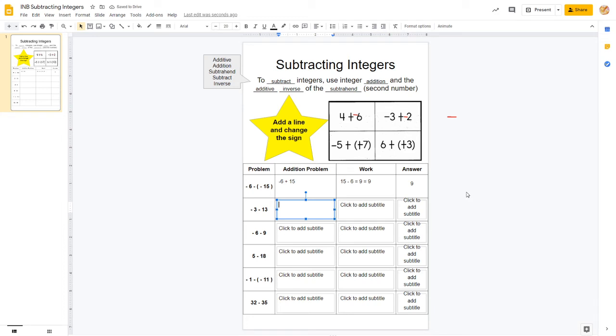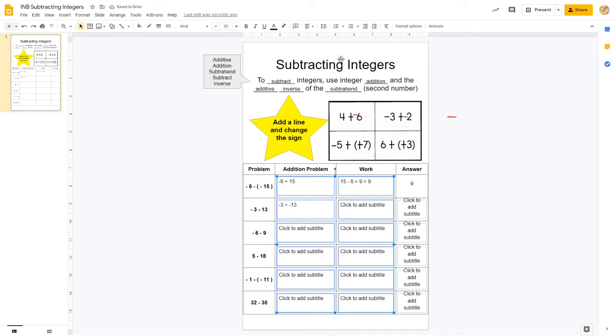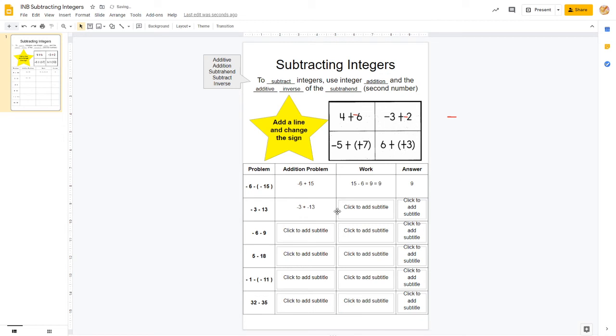I do the same thing here. I have -3, my first number stays the same, plus -13. What I did is I changed it to a plus sign, then I changed the positive 13 to a -13, similar to what I did for this one and this one. Since they have the same sign, I add them. 3 plus 13 is 16. And since both numbers are negative, my answer is going to be -16.